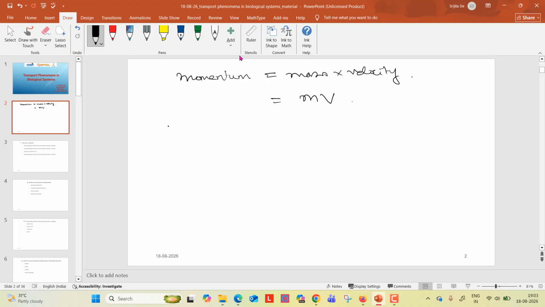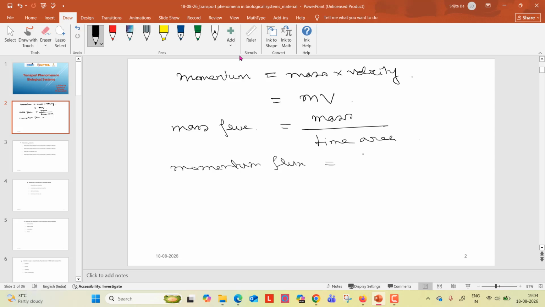And what is mass flux? So mass flux, we have learned that it is the mass exchanged. It is the amount of mass per unit area and per unit time. Similarly, momentum flux is momentum divided by time into area, right?